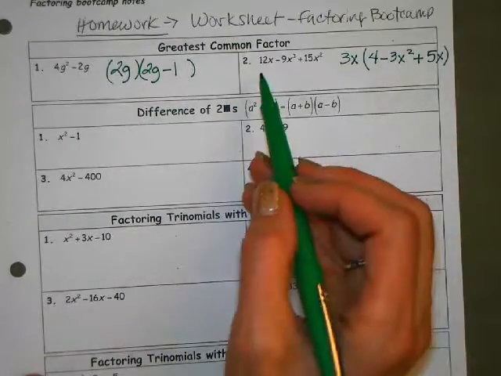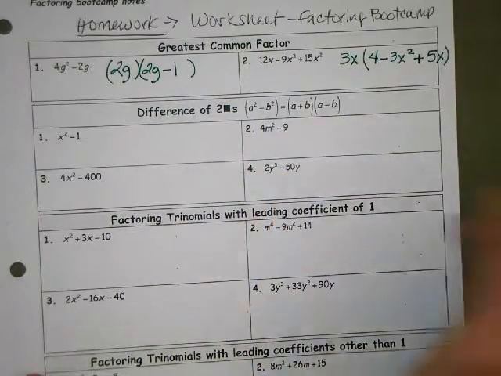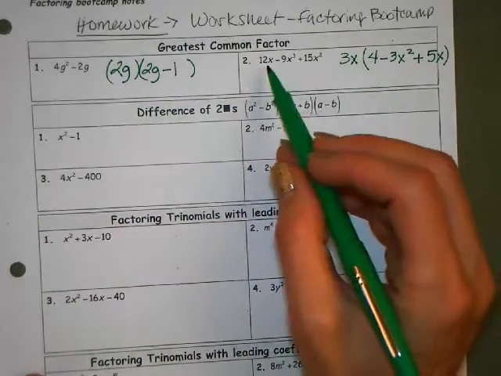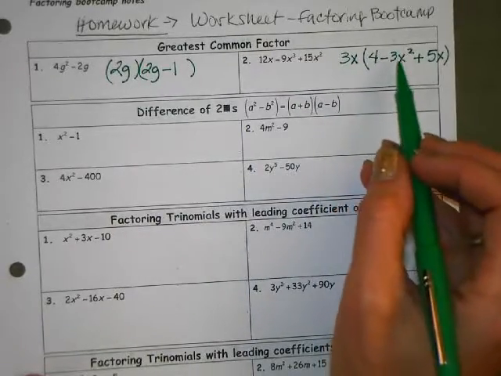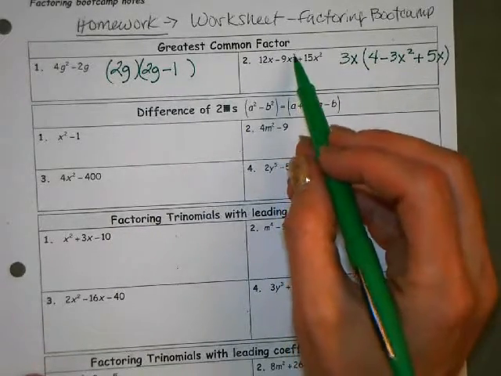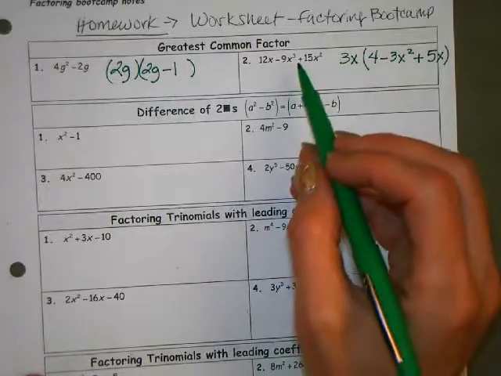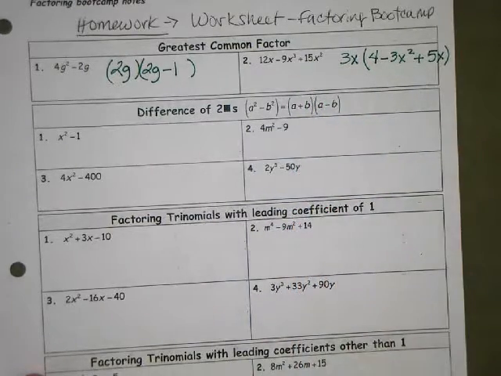If I would do the distributive property, I should get the same value. Alright, so 3x times 4 is 12x. 3x times negative 3x squared is negative 9x cubed. And 3x times 5x is plus 15x squared. Good so far on that?